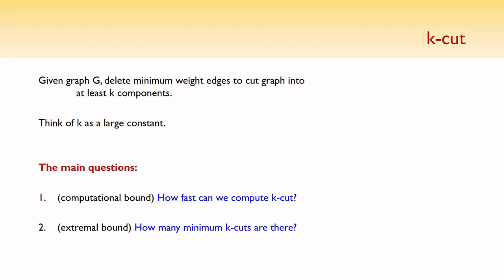So throughout this talk, we'll be considering two main questions. One is a more algorithmic question, which is how fast can we compute the k-cut? What is the fastest algorithm that can compute the k-cut? The second question is a more extremal combinatorics problem, which is given the graph, how many min cuts can there be? What is the maximum number of min cuts a graph can have?